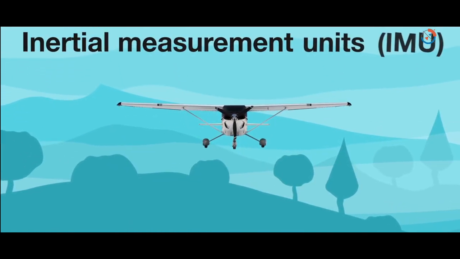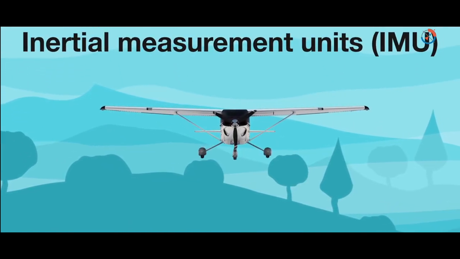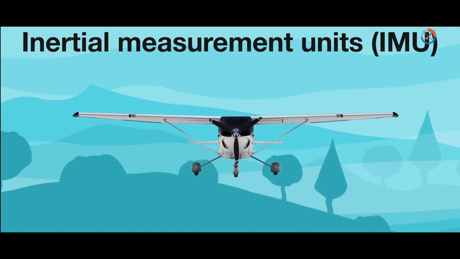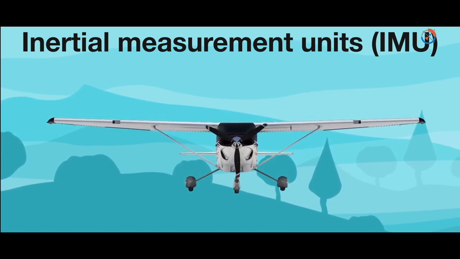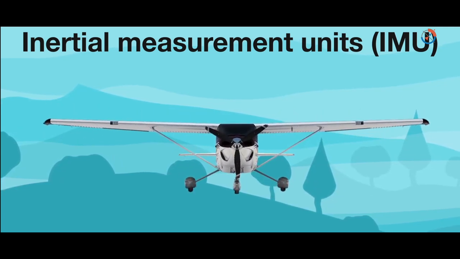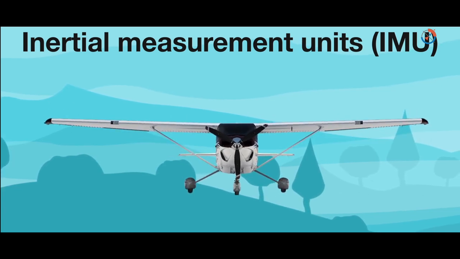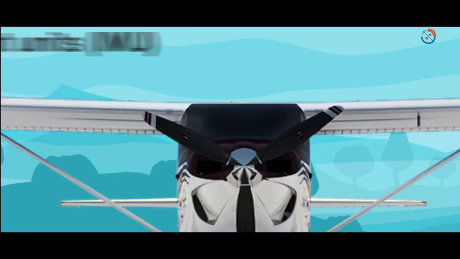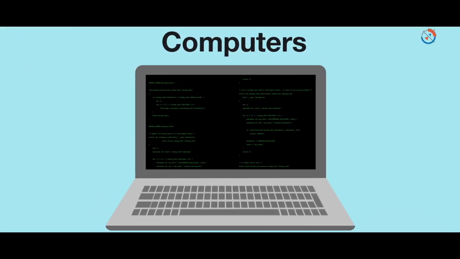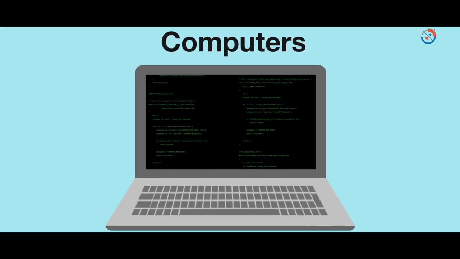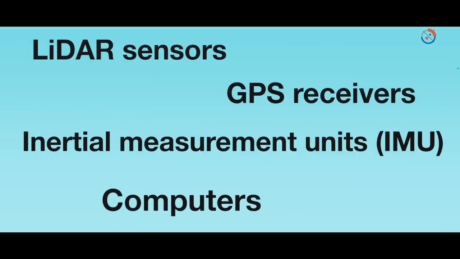Inertial Measurement Units or IMU tracks the orientation and speed of the airplane as it flies. Elevation calculation use orientation to accurately determine the actual position of the pulse on the ground. Computers record all of the height information as the Lidar scans the surface. These 4 parts of Lidar system work together to produce highly accurate and usable results.